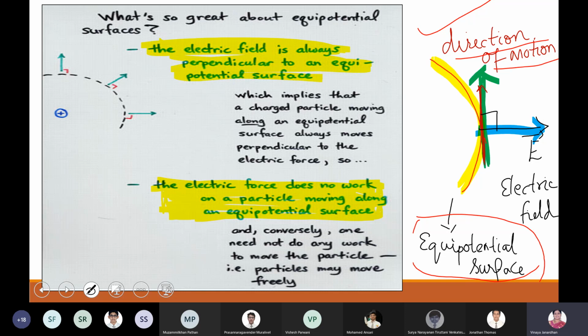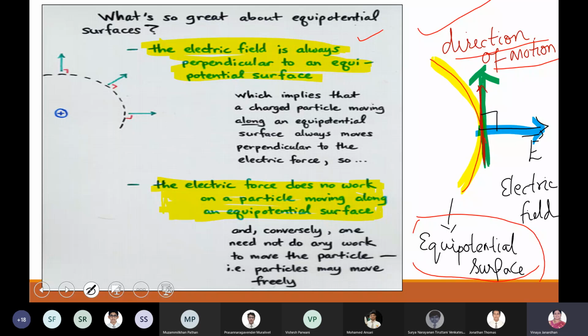Can you identify the diagram, boys? The one which I have drawn at the right corner. The highlighted yellow line is your equipotential surface, right? Now a charge is moving from one point to another point on an equipotential surface. Look at this, at each and every point, the direction of motion is indicated by the green line. Now we very well know, according to the first property, at each and every point on the equipotential surface, your electric field is normal, right?